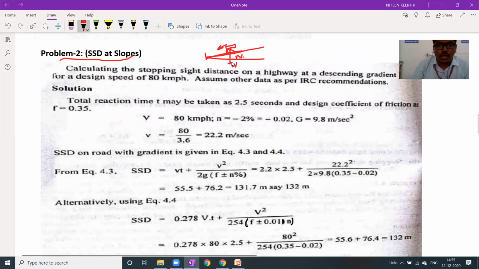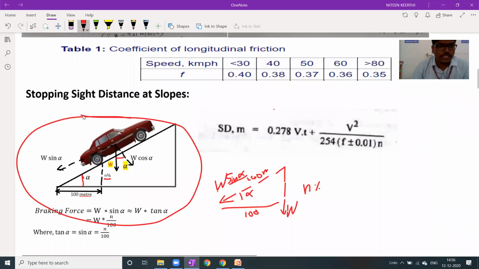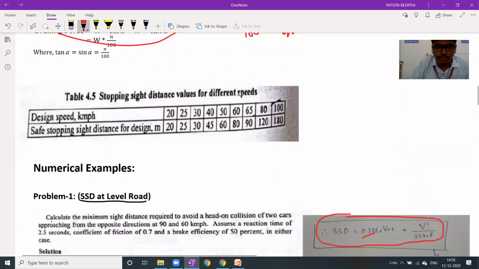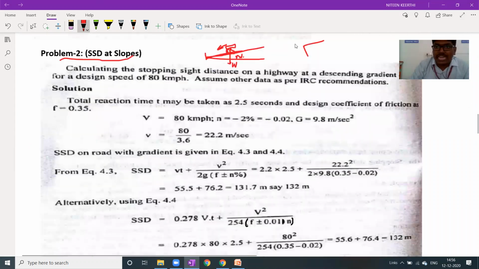Here you can just go through this one. Here a vehicle acts with a weight W, which is acting inclinedly. That can be split into two, that is W sine alpha and W cos alpha. What is the sine alpha? Sine alpha is n by 100, which I have explained in the morning class. So you can just determine that, because lag distance will be the same. Don't get confused with the lag distance. So lag distance remains the same.